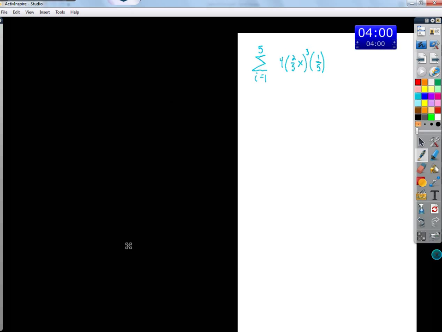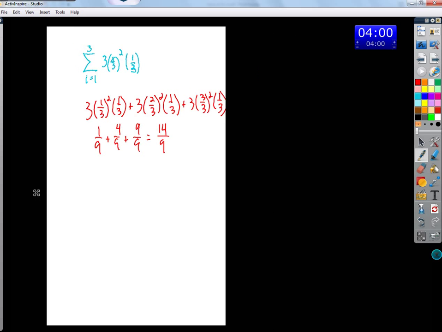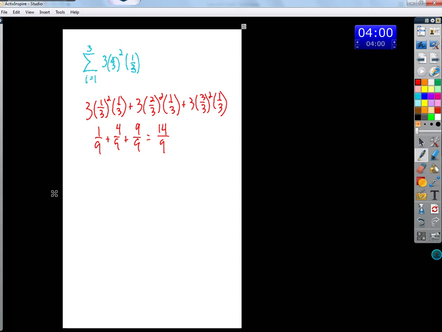Okay, so quickly, all we're going to do here is plug in 1, 2, 3, 4, and 5. Have 5 terms then to add up. We're also going to see how we can shorten this up a little bit in summation formulas. Okay?